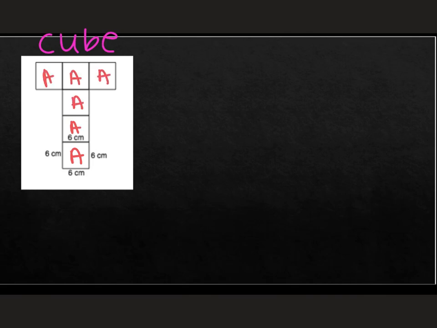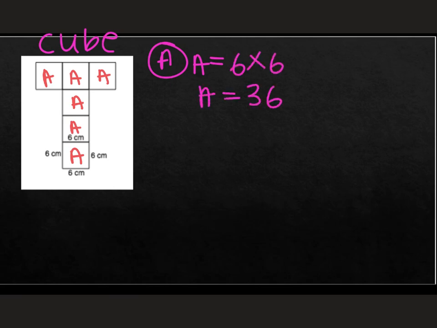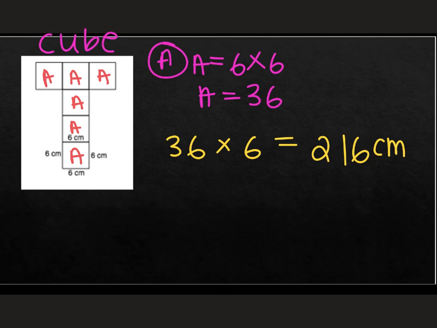So all I need to do is find the area of one of them. So area equals base times height for a square. So 6 times 6. 6 times 6 is 36. That's the area of one of my shape A's. And instead, like a rectangular prism, we were multiplying by 2. In a triangular prism, sometimes we multiplied, sometimes we didn't. We can take our area of one of those and multiply it by 6 because I have 6 total squares that are all the same. 36 times 6 is 216 centimeters squared, and that would be your surface area.